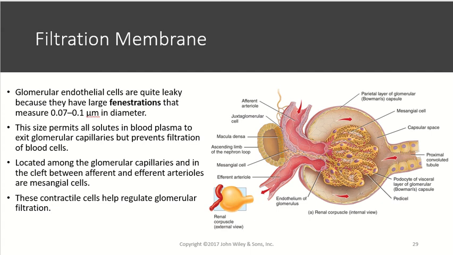Then located among the glomerular capillaries and in the cleft in between the afferent and efferent arterioles are going to be these mesangial cells. And these are going to be contractile cells that are going to help to regulate glomerular filtration.